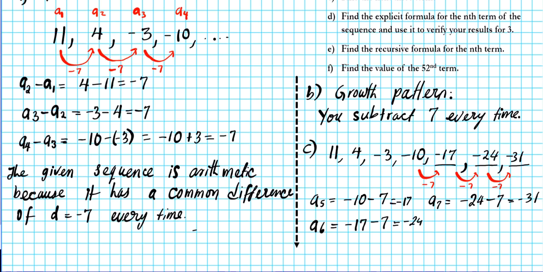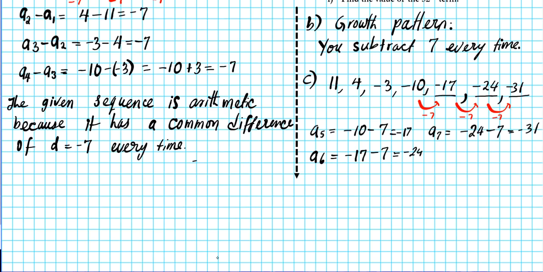For part D, we are to find the explicit formula for the nth term of the sequence and then use it to verify the results we got in part C. Basically, these 3 terms, A5, 6, 7, are they correct? We're going to use our result in part D to verify that answer. Alright, so let's put part D right here. So for part D, we're to find the explicit formula.